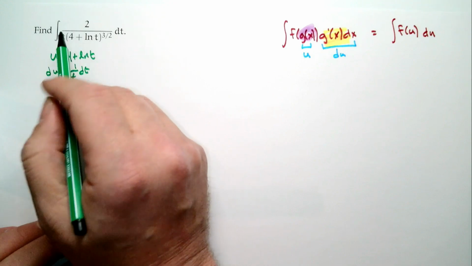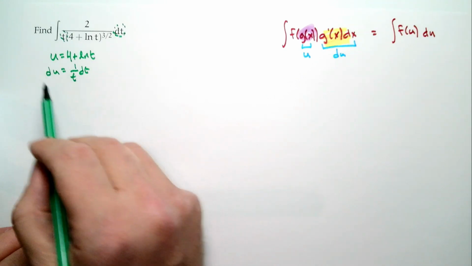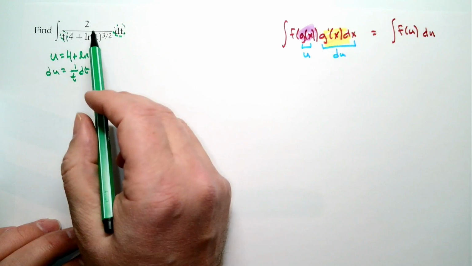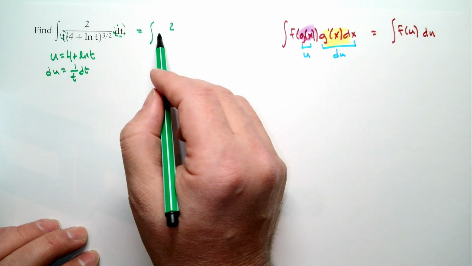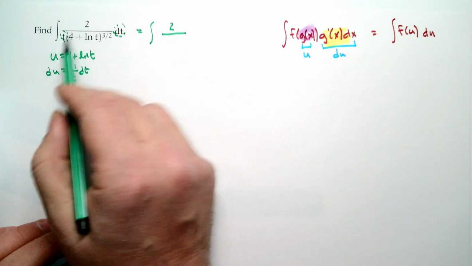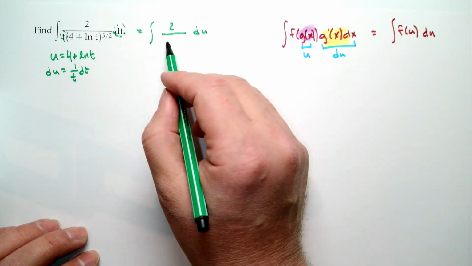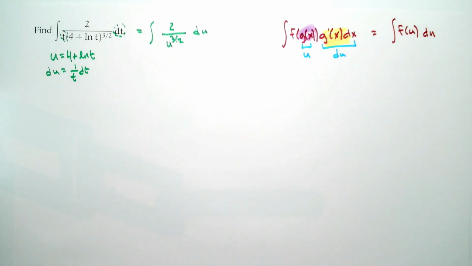So what does that tell us? Well, the 1 over t dt part is going to become our du. The 4 plus log t will become our u. What about the 2? Well, the 2 is going to be a 2. So we have 2, the 1 over t dt, that's our du. And the 4 plus log t to the 3/2, that's u to the 3/2 power. So that looks already more manageable. See, that's our goal. We substitute to simplify. And then if something is simple enough, we have a chance.